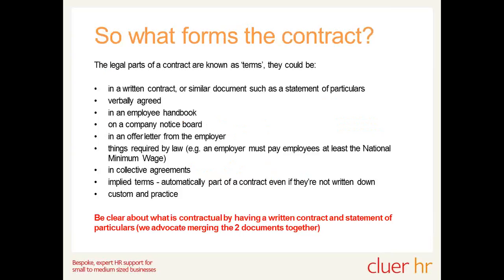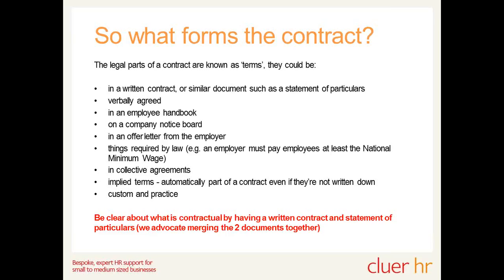So a contract of employment can be things that you've verbally agreed with your employee. They can also be things that have been made reference to in an employee handbook, things written on the company notice board, or something written in an offer letter from you at the beginning of your relationship with the employee. They are also things that are required by law, so not necessarily written anywhere on any of your documentation, but it's legislation out there, such as national minimum wage, for example.